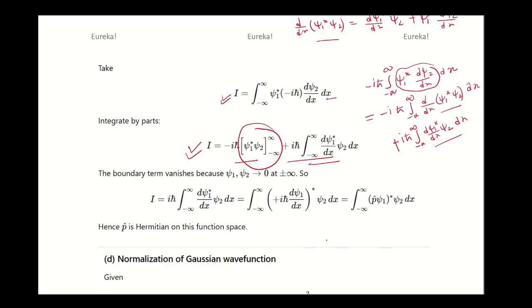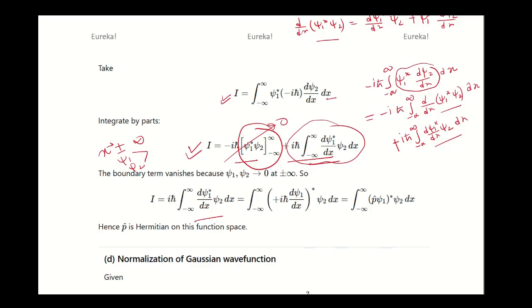Now if we put the limits here, at x tends to plus minus infinity, both psi 1 and psi 2 vanish. All vanish, so the contribution of this term will be 0. We only have this term, that is I will be iota h cross, integration from minus infinity to plus infinity of d psi 1 star dx psi 2 dx.